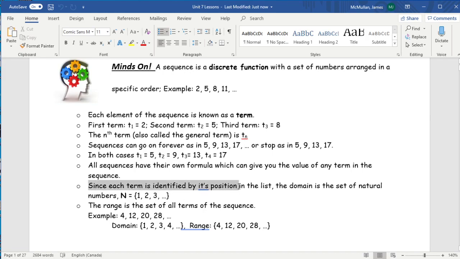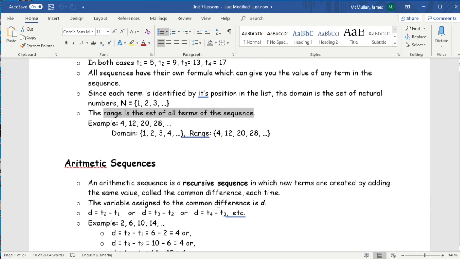Usually a term is identified by its position in the list. So the domain of these functions is natural numbers. They start at 1 and they count up by 1. So there's a first term, a second term, a third term, but there would not be a 2.7th term, a 0th term, or a -2 term or anything like that. So the domain is the natural numbers 1, 2, 3, 4, 5, and so on. The range is whatever's in the sequence, so you just write the sequence. There's not much you can do with that.